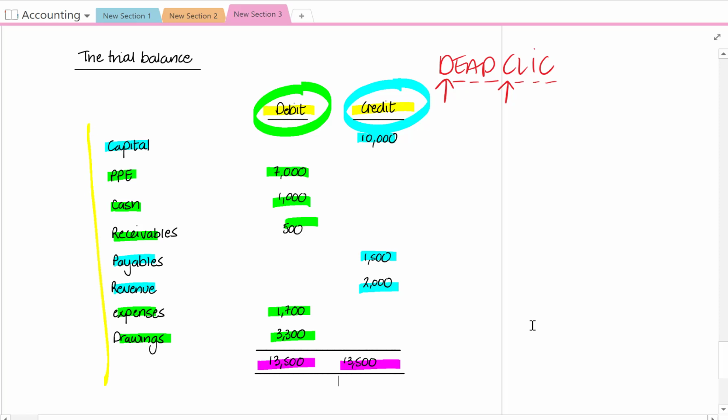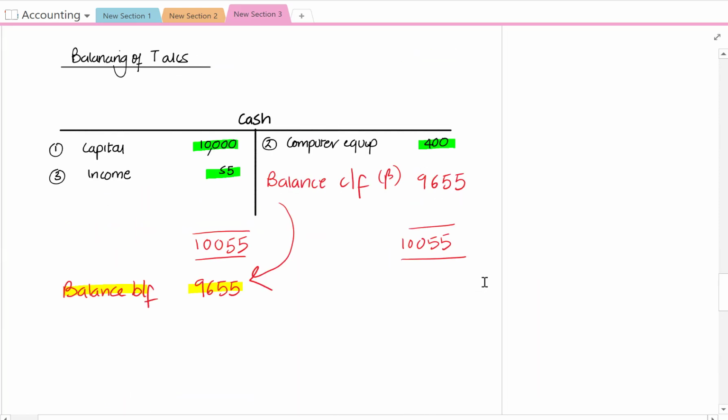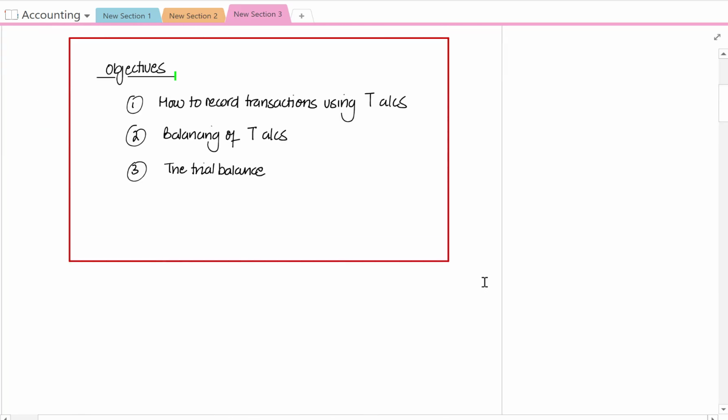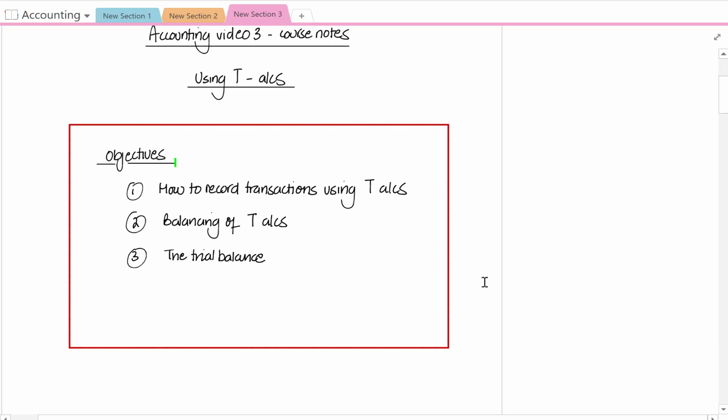That's all for this video on T accounts. So we set out to consider how to record transactions using T accounts, which we've done, bearing in mind that debits will always be posted on the left and the credits will always be on the right of the T account. We've learnt the important steps involved in balancing off ledgers, which essentially helps to summarize the totals of transactions within accounts, and we've just ended with a brief little look at the trial balance, which simply summarizes all the accounts in the nominal ledger.